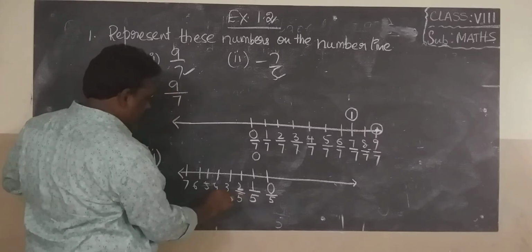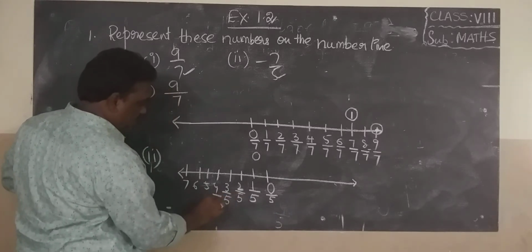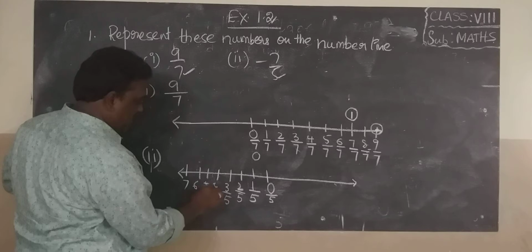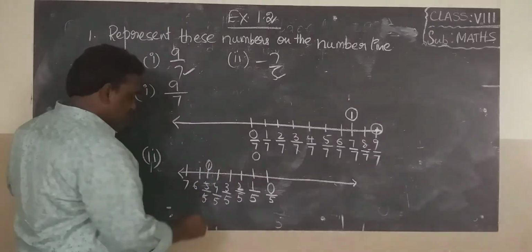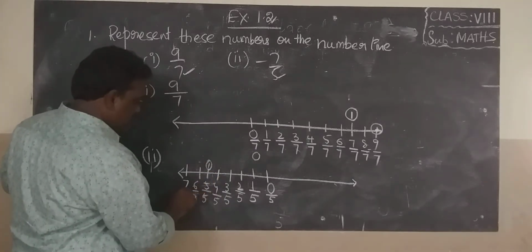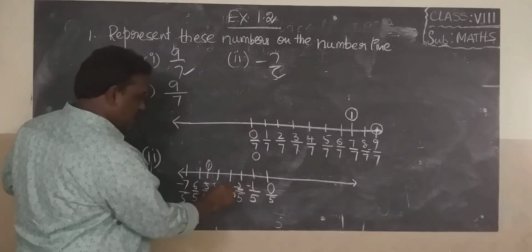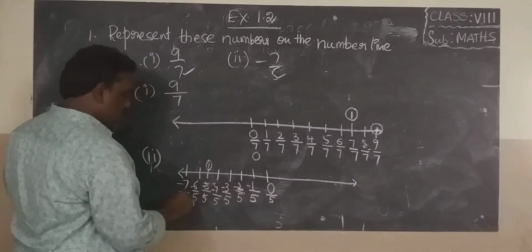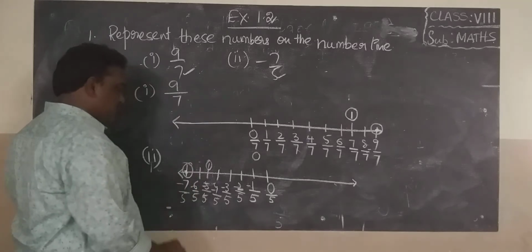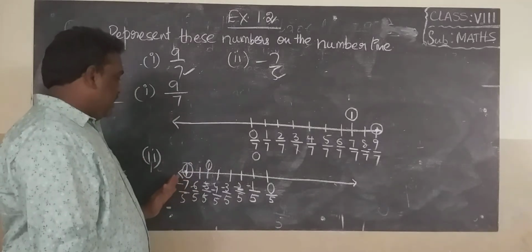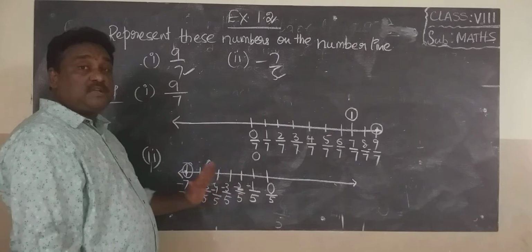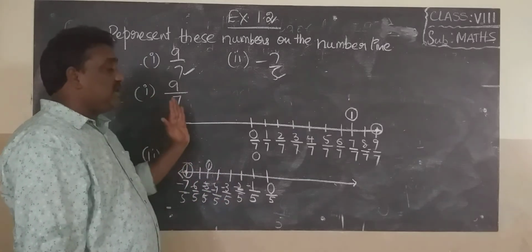2 by 5, 3 by 5, 4 by 5, 5 by 5, it becomes 1. 6 by 5, then 7 by 5, and all are negative, you know. All are negative numbers. So this is the answer, minus 7 by 5 on the number line. Left part of the 0. For the first one, right part of the 0.